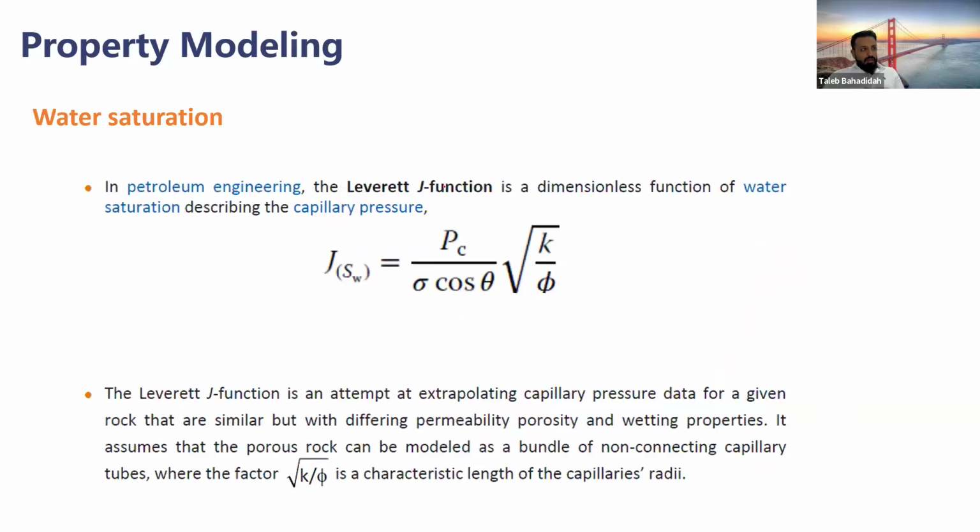And here we are using the equation of, in petroleum engineering, there are different equations, a dimensionless function of water saturation. It is an attempt to extrapolate the capillary pressure data for given rocks that are similar. Every rock type has a similar equation, and they have similar porosity, permeability, wetting properties, and all of these things. So then you get that equation, but it is a teamwork between you and the petrophysicist and maybe the reservoir engineer to use the equation to model the saturation.